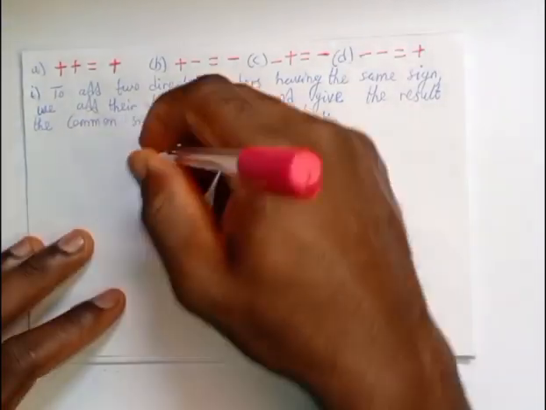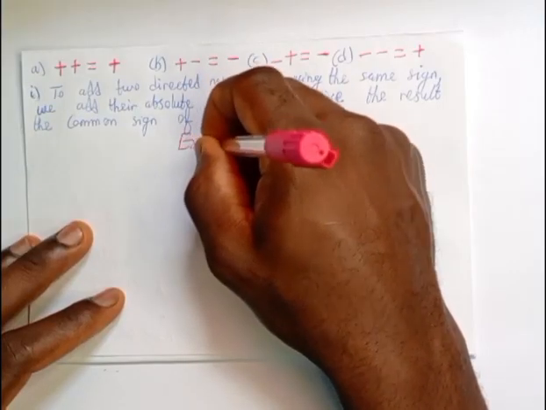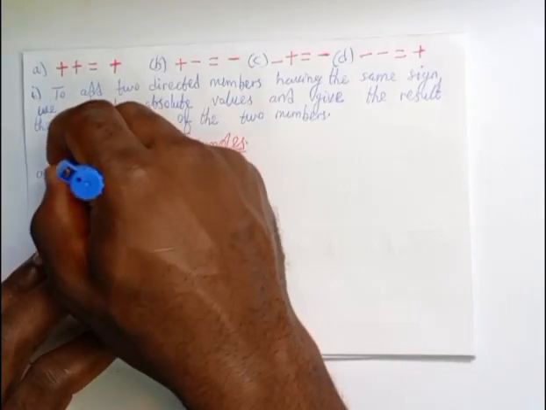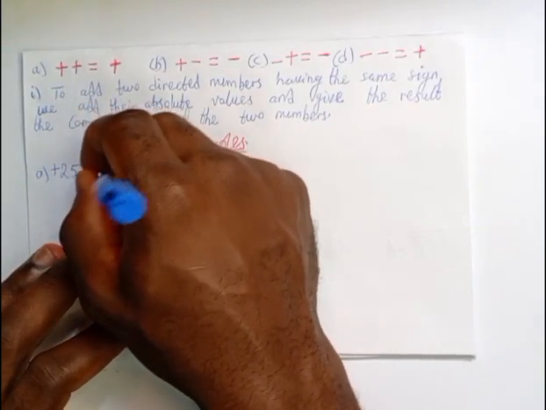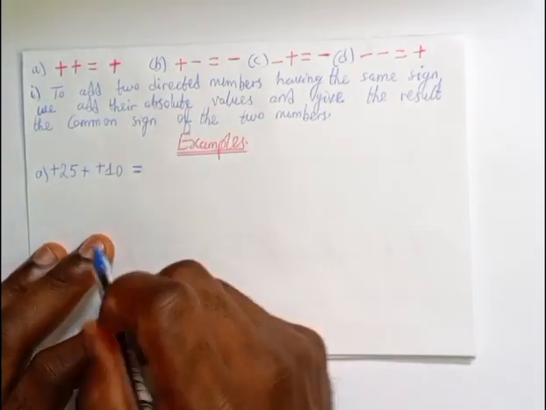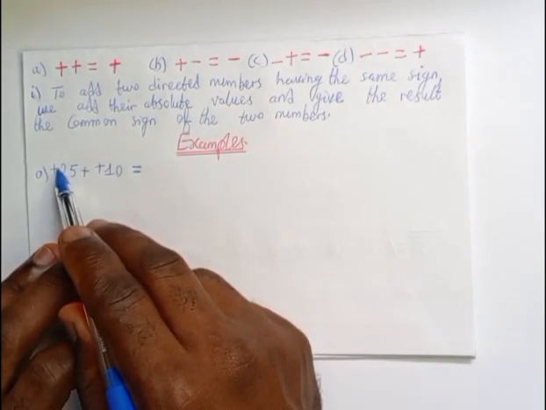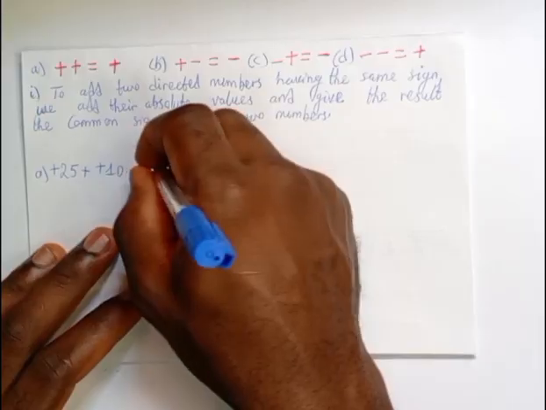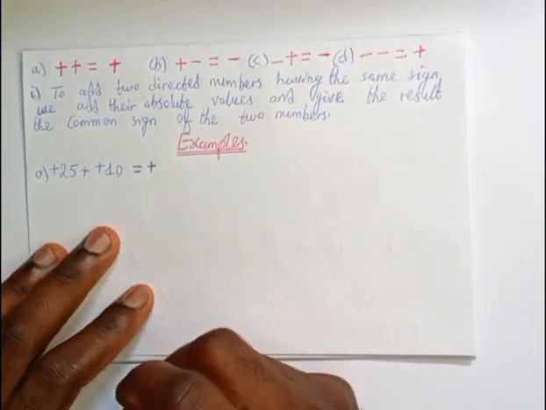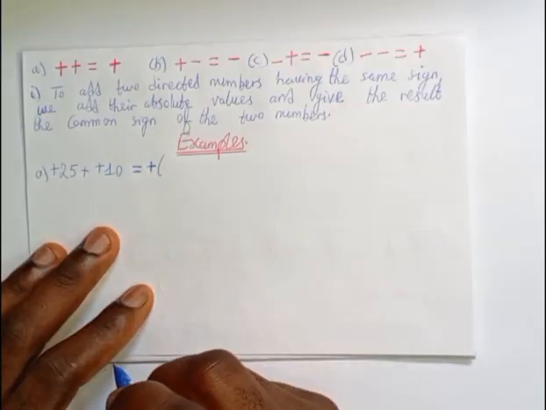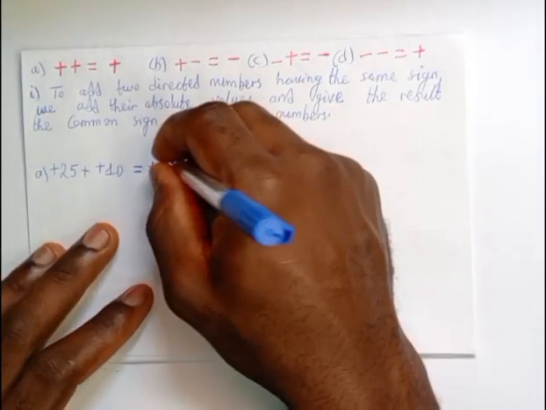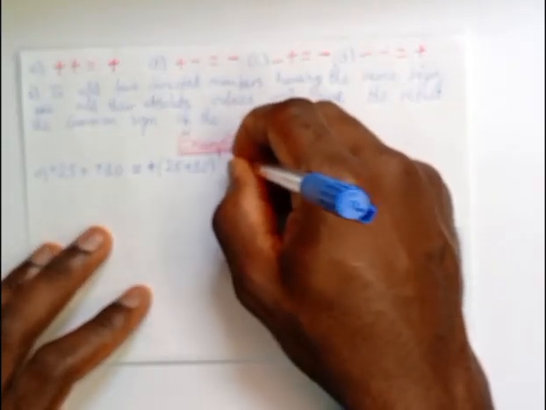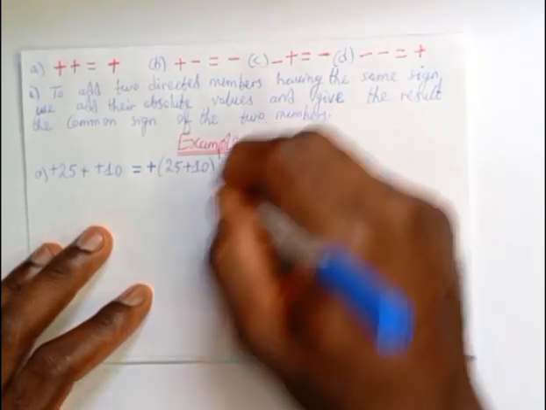Let's look at these examples. Here we have positive 25 plus positive 10. This will simply be equal to, look at the two numbers, they have a common sign which is the plus sign. What we are going to do is write out the common sign which is positive, then we add the absolute values of the two numbers. That means we add the two numbers without any sign, 25 plus 10. This will simply be equal to positive 35.